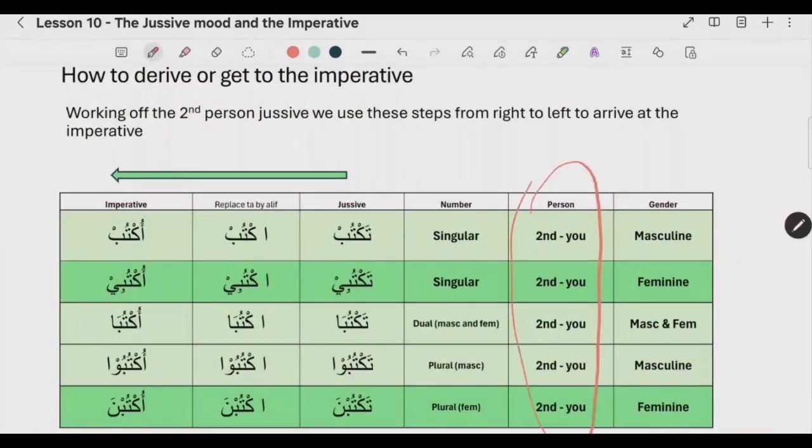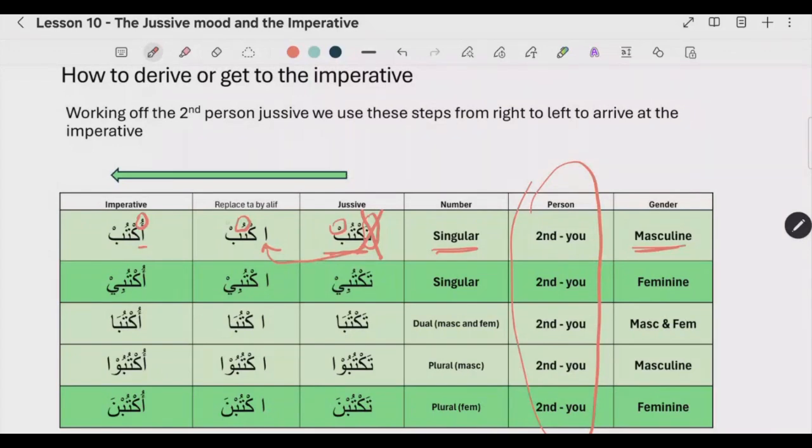This is the one where you say singular masculine, one male. You start with the second person jussive. It looks like that verb there, taktub, with the ta in front and the ba with the sukun on it, jussive. What you do is you take the ta at the front and take it off, and replace it with an alif. And because this one takes a dhamma, you put the alif there with the dhamma.